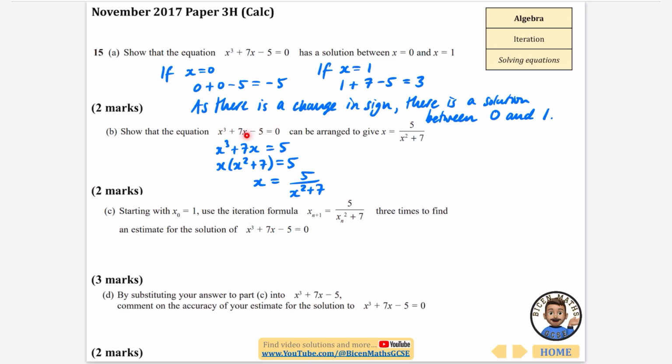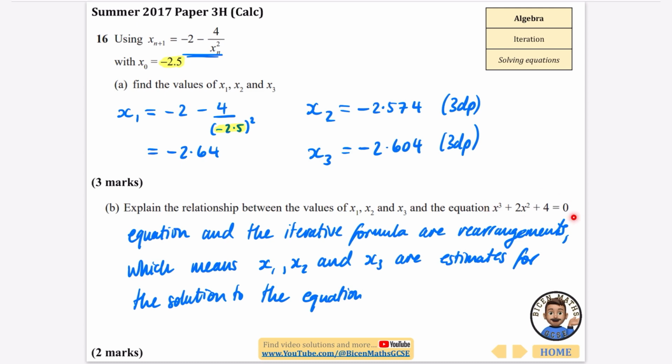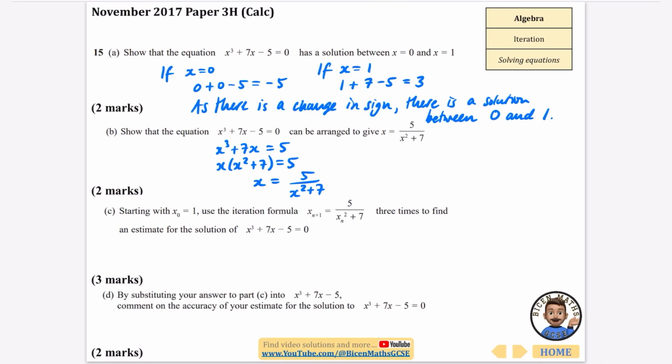This is where you take an equation and you can rearrange it to give an iterative formula, which is what happened here. This equation was taken and rearranged to give this iterative formula. Then it says, starting with x naught equals 1, use the iteration formula, which we've just worked out, 3 times to find an estimate for the solution here. So we're going to try and find out what x1, what x2, and what x3 are equal to.